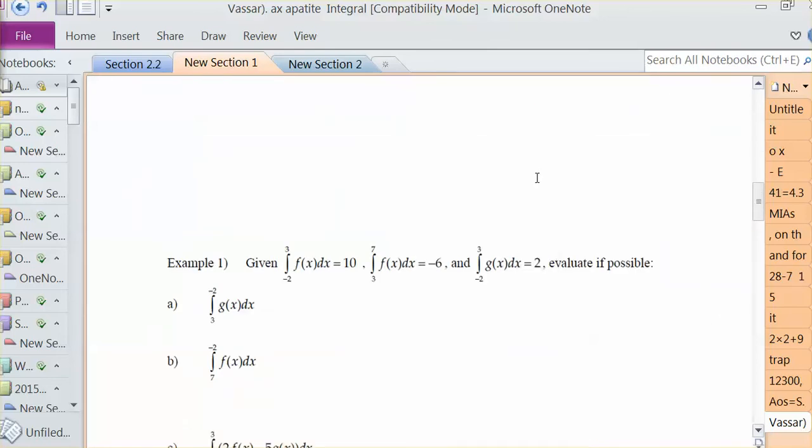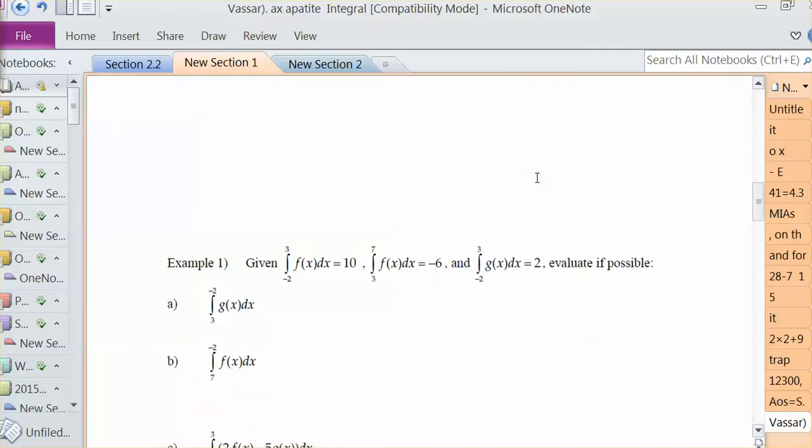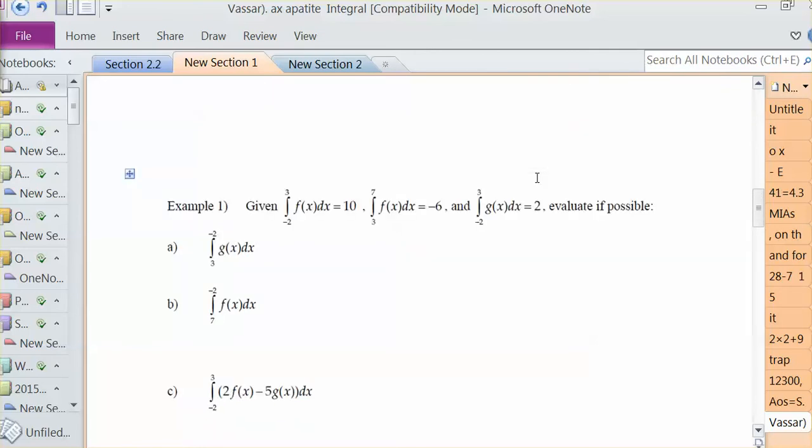So let's do some examples using the stuff we just talked about. So here I give you 3 definite integrals, 2 involving f of x, 1 involving g of x, and I don't give you any specific functions or any graphs, but if we just use the properties above, we should be okay.